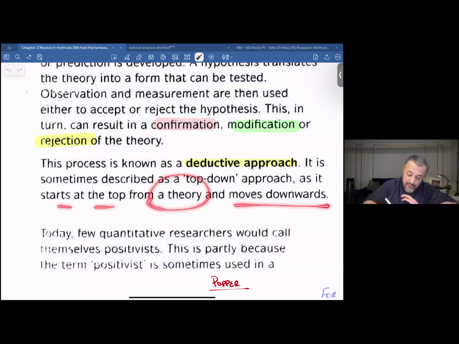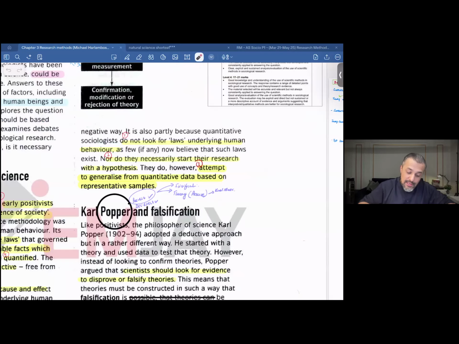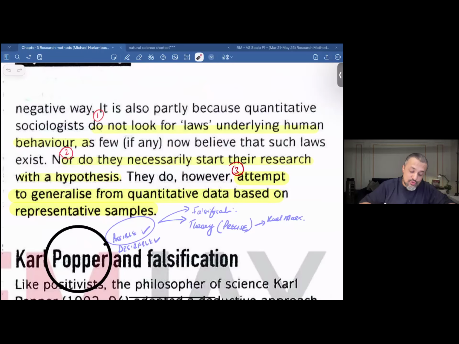Today, few quantitative researchers would call themselves positivists. I repeat, today, few quantitative researchers would call themselves positivists. This is partly because the term positivist is sometimes used in a negative way. It is also partly because quantitative sociologists do not look for laws underlying human behavior.